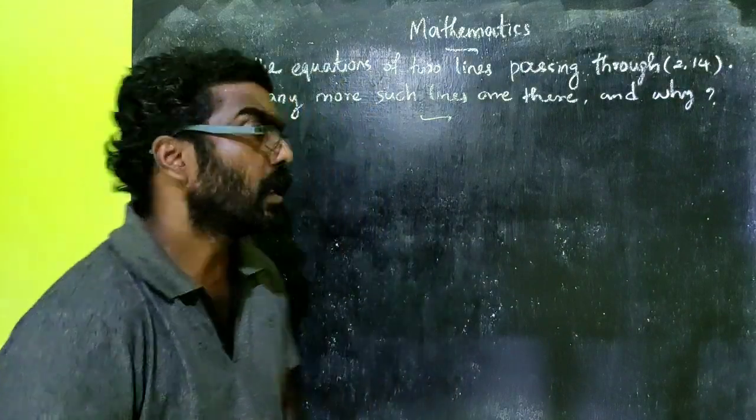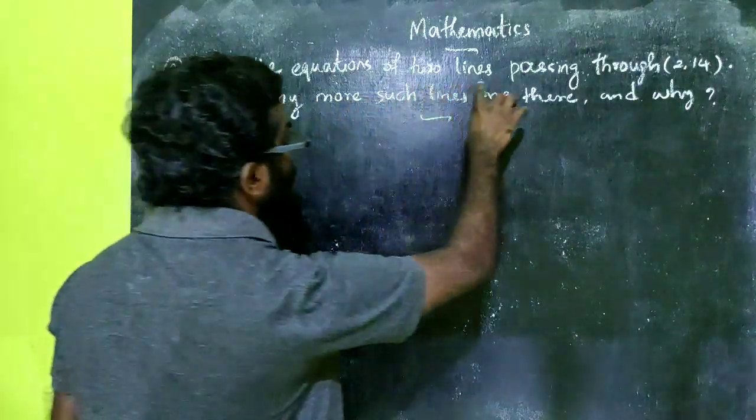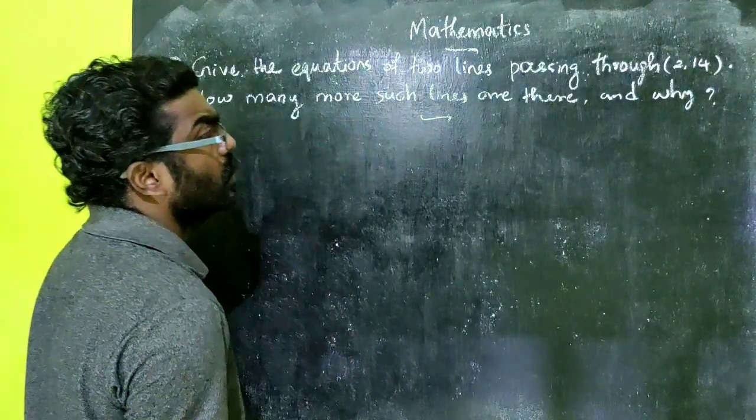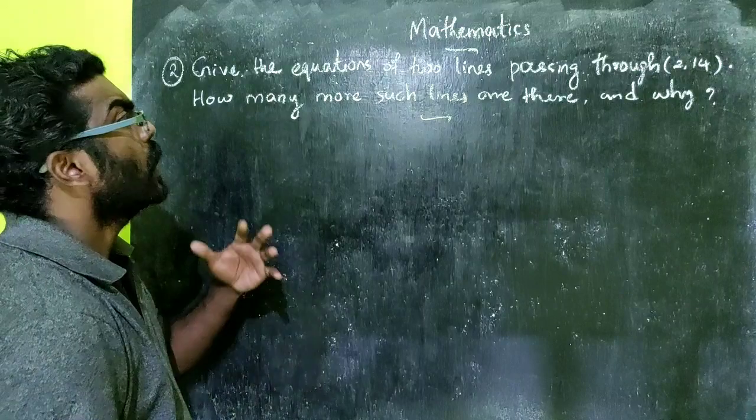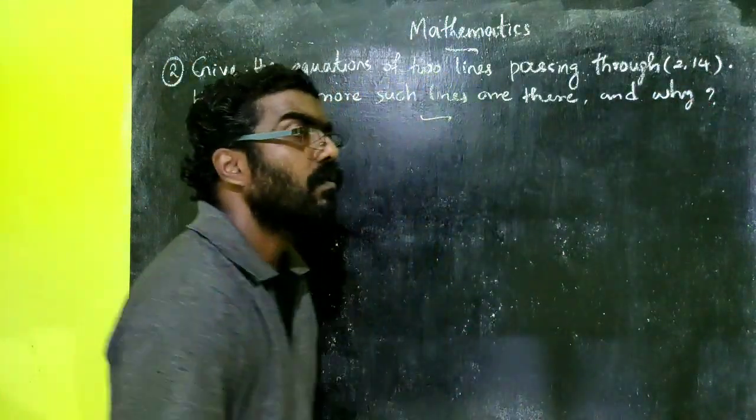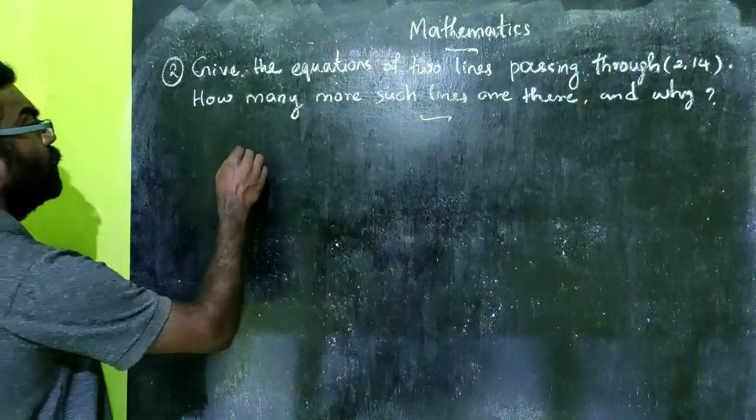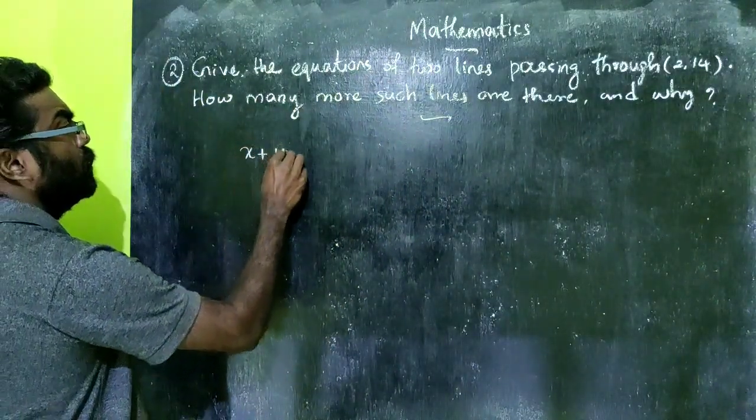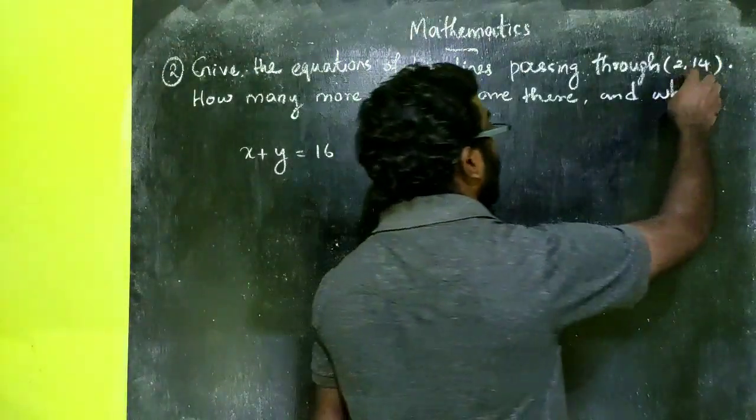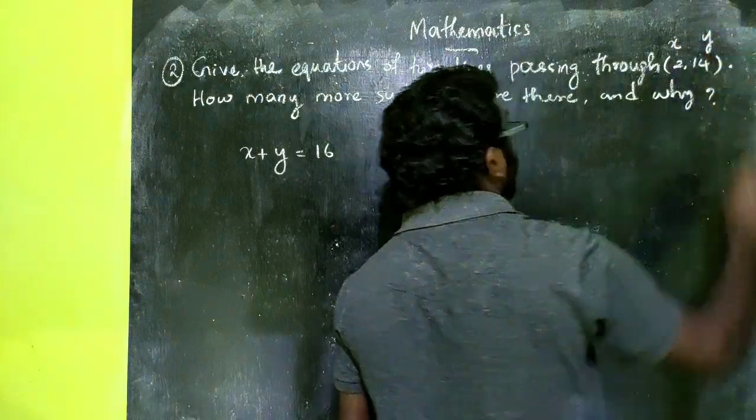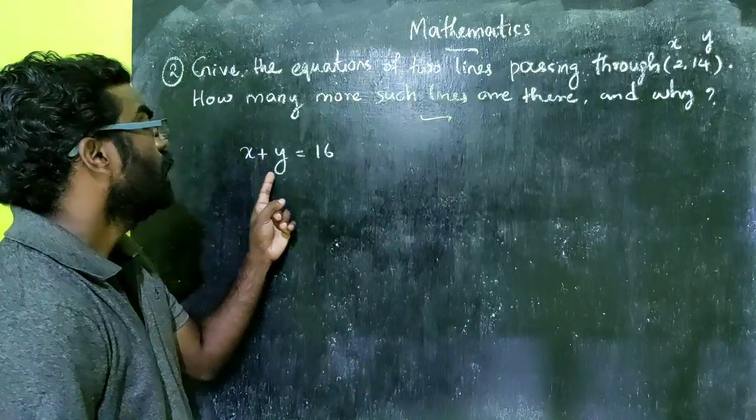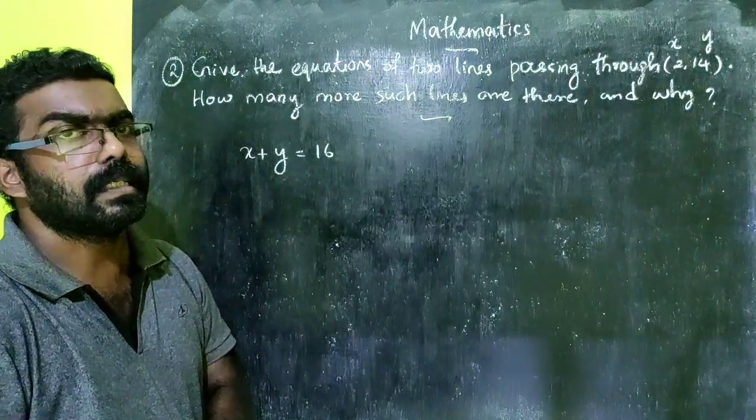Now we move on to the second question. Give the equations of two lines passing through (2, 14). How many more such lines are there and why? So we have to write the equations of two lines which are passing through (2, 14). First of all we can write x plus y is equal to 16. Here (2, 14) means x value 2, y value 14. So 2 plus 14 gives what? 16. So we can easily write x plus y is equal to 16.